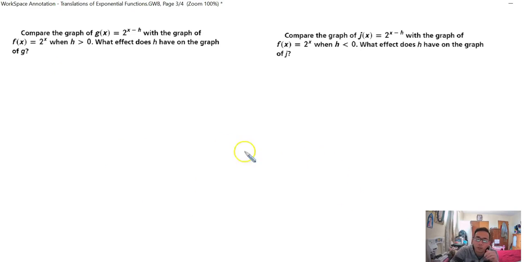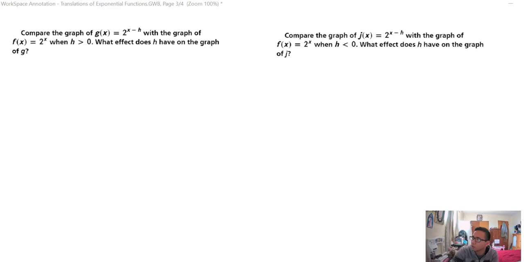So for letter A, we have to compare the graph of g of x is equal to 2 raised to x minus h with the graph of our parent function, which is f of x is equal to 2 raised to x. When h is greater than 0, what effect does h have on the graph of g? The second one is we are going to compare the same graph with the parent function 2 raised to x. When h is less than 0, what effect does h have on the graph?